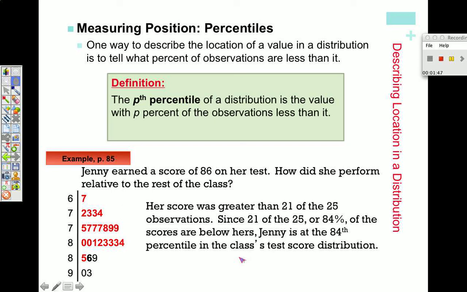One thing to note is that there is no such thing as a 100th percentile. You can't be the 100th percentile because that would mean that 100% of everybody that took the test is less than you. Well, you can't be less than yourself, so that doesn't really make sense. So we don't talk about the 100th percentile. The best you can be is the 99th percentile.